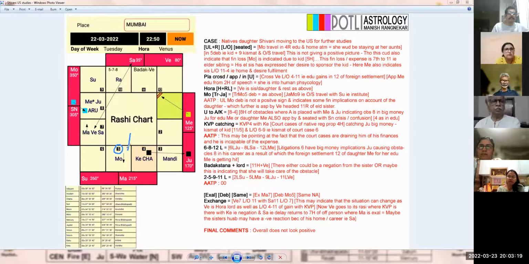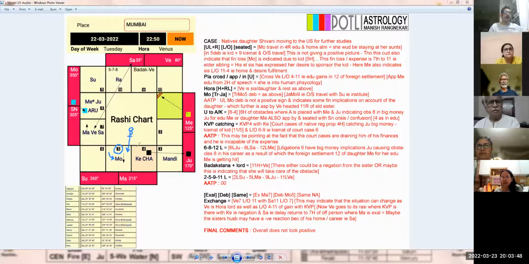So I have circled it, fifth house, correct? Fifth house is seated in which Rashi? Rashi number 8. What does 8 specify? Obstacles. Who is seated with it there? Moon. Moon is what? Financial loss. Correct, financial loss.